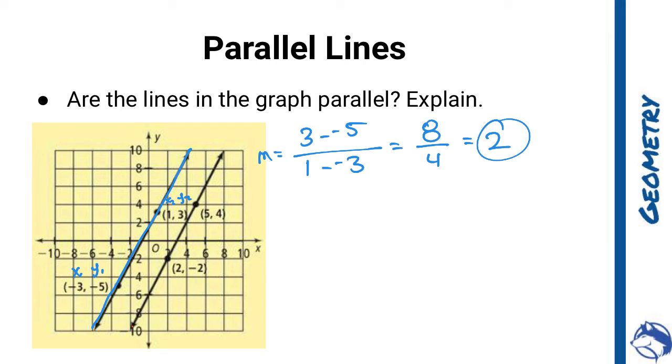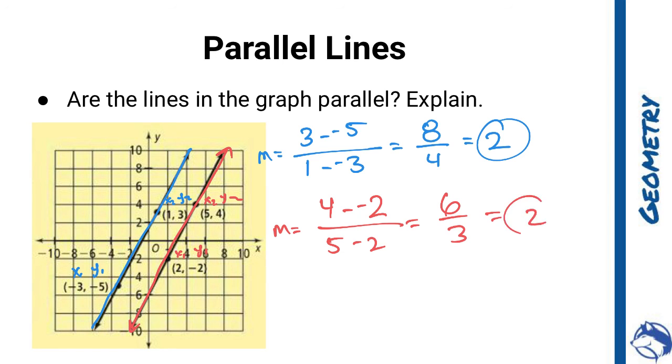Now I need to do the slope of this red line here. And I'm going to do the same thing. This is my x2, y2, and my x1, y1. So my slope is equal to my y2 minus that negative 2, that y1, all over 5 minus 2. So 6 over 3. Hey, look at that, same slope, so these are parallel.